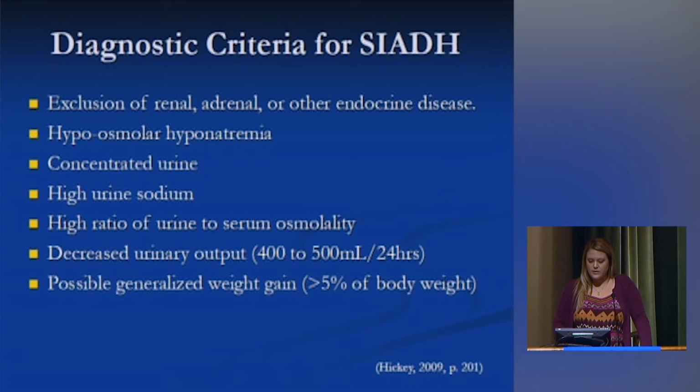So to diagnose, you want to look at a few criteria. You want to exclude other diseases such as renal or adrenal or other endocrine diseases. And you're going to see a few key things: hypoosmolar hyponatremia, so your osmolarity is going to be low. You're going to see concentrated urine, and you're going to see high urine sodium. You're also going to see decreased urinary output and potentially weight gain in patients.